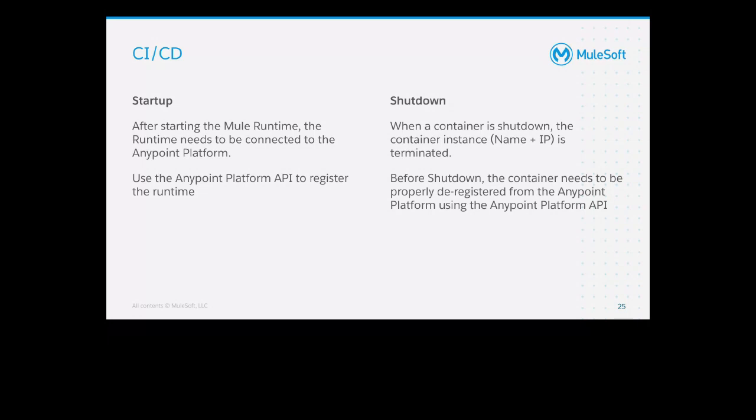Now, there's also something that initially when you start containerizing, you may forget, and that is what happens when the container is shut down. When the container is shut down, the Anypoint platform will start screaming that it can't find the application, it can't find the runtime anymore. So if you're stopping a container or shutting down a container, that container is terminated. And when you restart it, or when you initiate a new container, it has a new name and a new IP address, and it doesn't take the connection of the previous container.